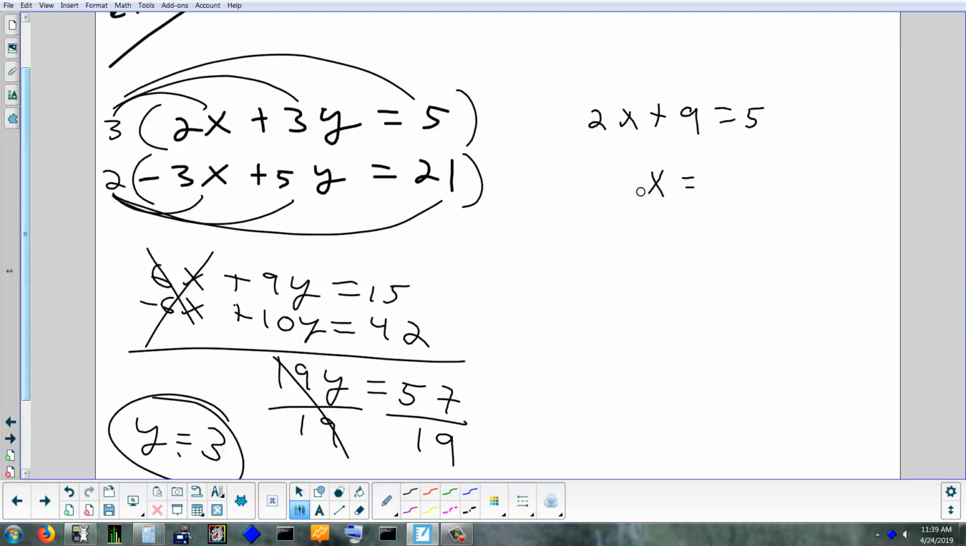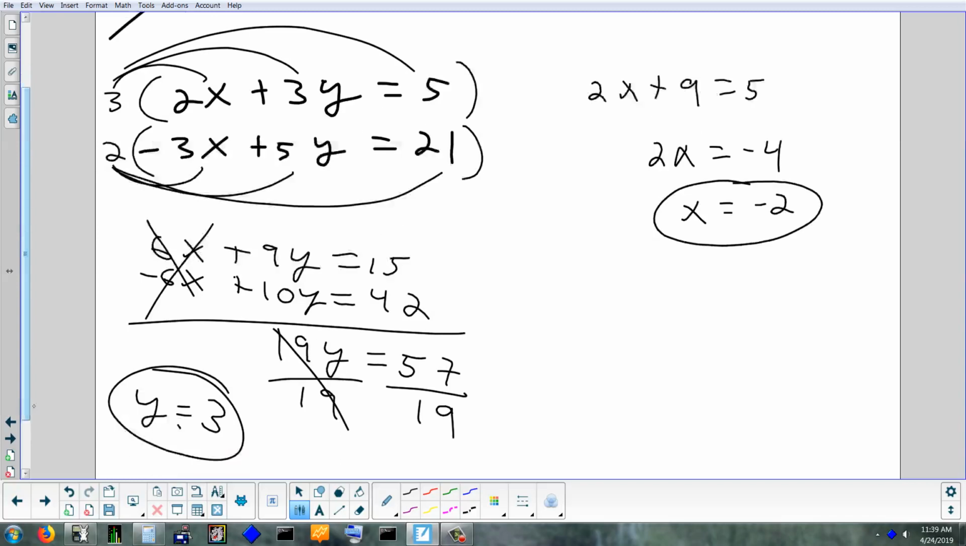Let's see. So we're going to get 2x equals -4. So x is -2. Okay, so any question on using elimination? If a problem doesn't say which method to use, you can use any method you want.